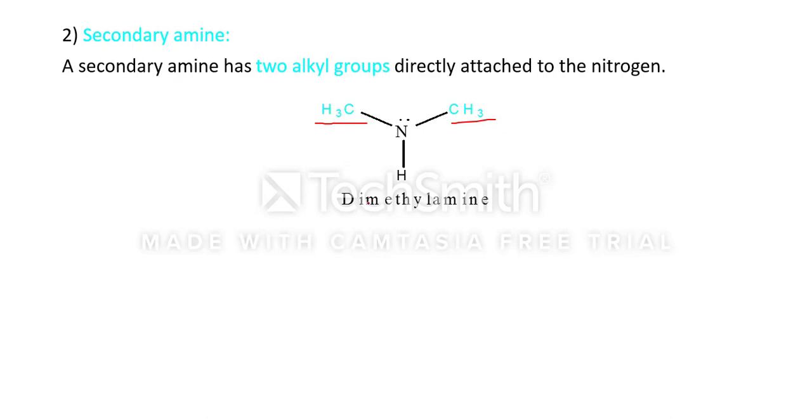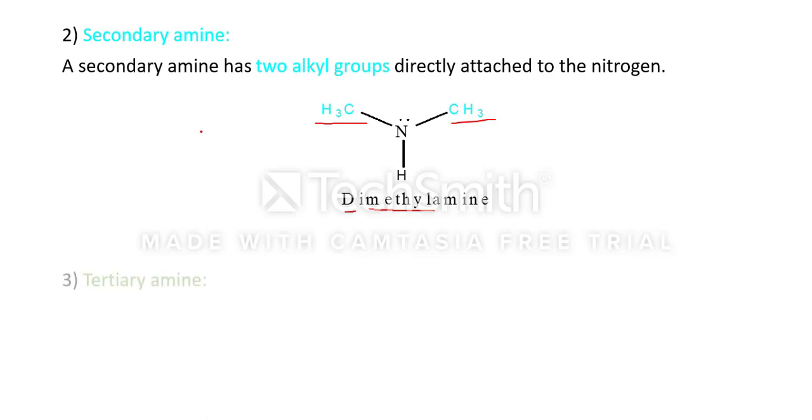The name of this amine is dimethylamine, because two methyl groups are attached to the nitrogen. Di means two. Two methyl groups are attached to the amine, and one hydrogen remains directly attached to the nitrogen. In the case of secondary amines, two hydrogens are replaced by alkyl groups and one hydrogen remains.